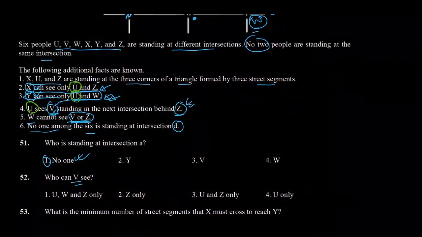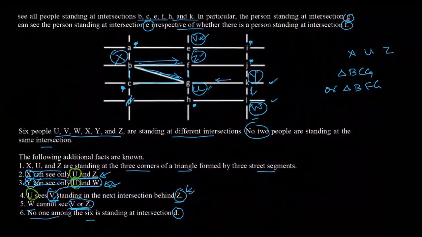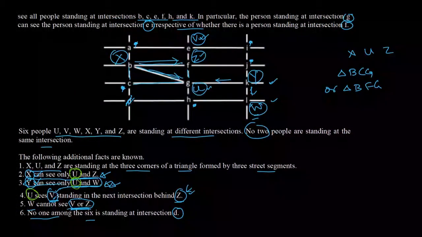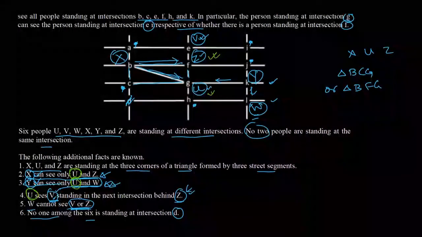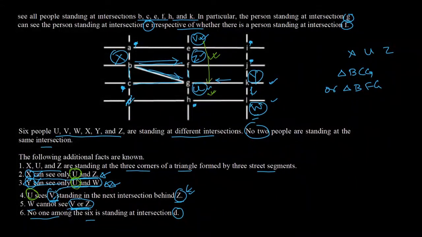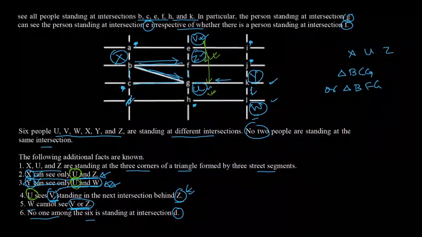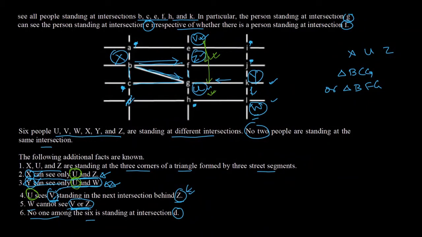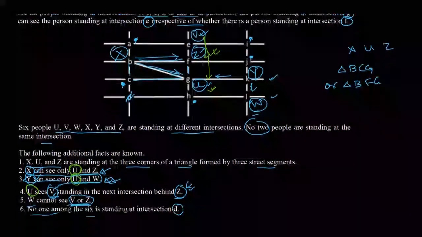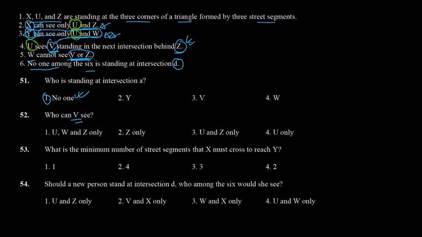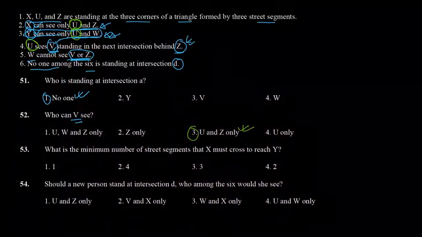Who can V see? So let's go back. So we can see both Z and U who are in his line of sight. So Z and U is what we will see, and let's go to the options. U and Z. So for question 52, option number 3, U and Z only is the correct option.